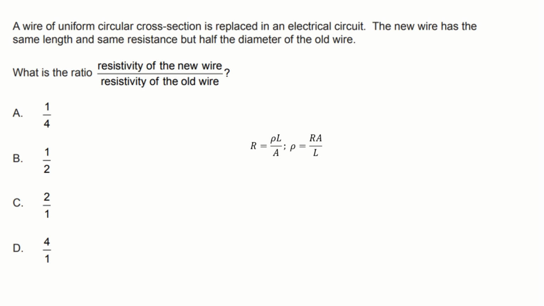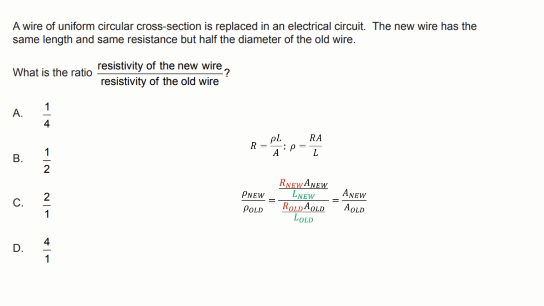Now, I'm going to add subscripts here. I'm going to say that rho new over rho old, that's the resistivity of the new over the old, you could have just used N and O here, either would work, is now the R of new times the A of new over L of new, and the same for the old. That's a bit cumbersome, but I think it's really helpful to make sure that you're keeping track of the variables here.